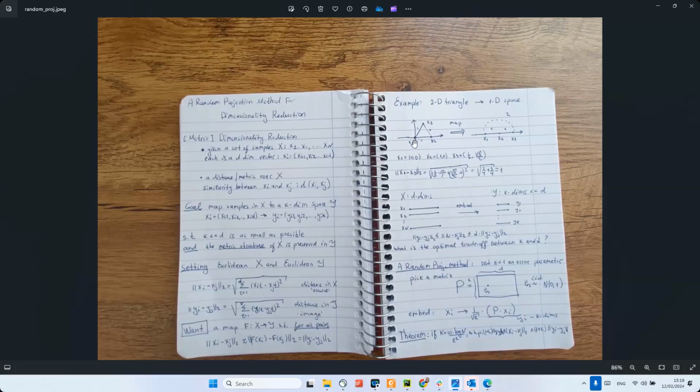Okay, a small example. Let's think about a two-dimensional triangle with edge lengths being 1. The lengths of all edges are 1.